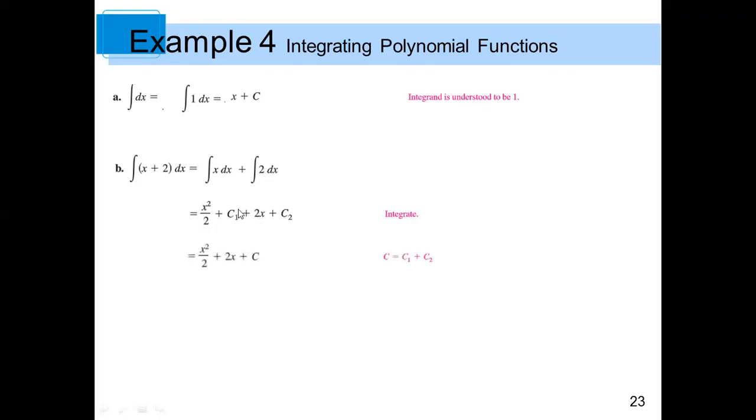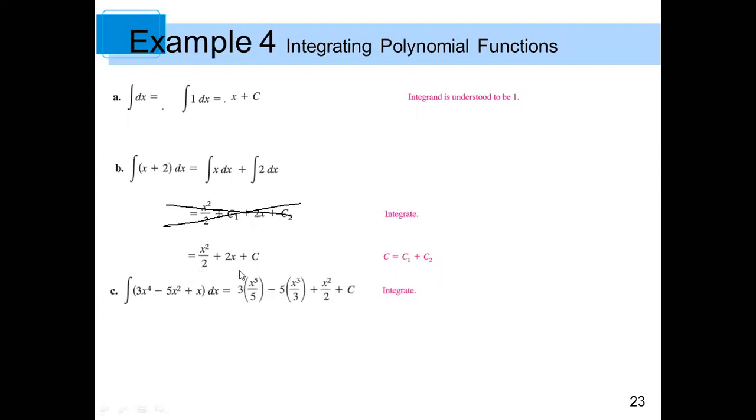But really, if you add a constant and another constant, those two constants together make a constant. So you don't have to even do this step where you write two different constants. You could just slap a constant on at the end. So this one, you do each term separately and slap the constant on at the end.